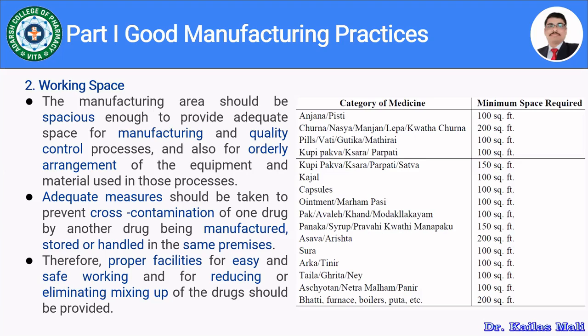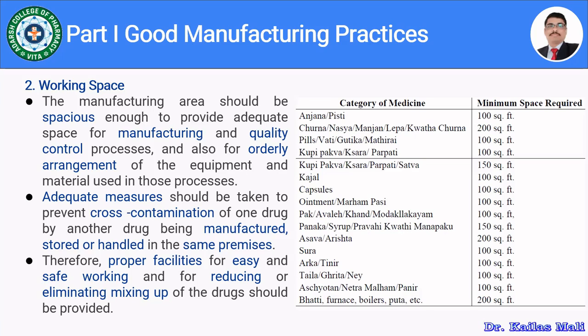Therefore, proper facilities for the easy and safe working, and for reducing or eliminating the mix-up of the drug, should be provided. The manufacturer or licensee should provide the proper facilities in order to conduct all these activities smoothly without cross-contamination. I have placed one table on the slide which gives an idea about the minimum space required for the manufacturing of certain ASU drugs.